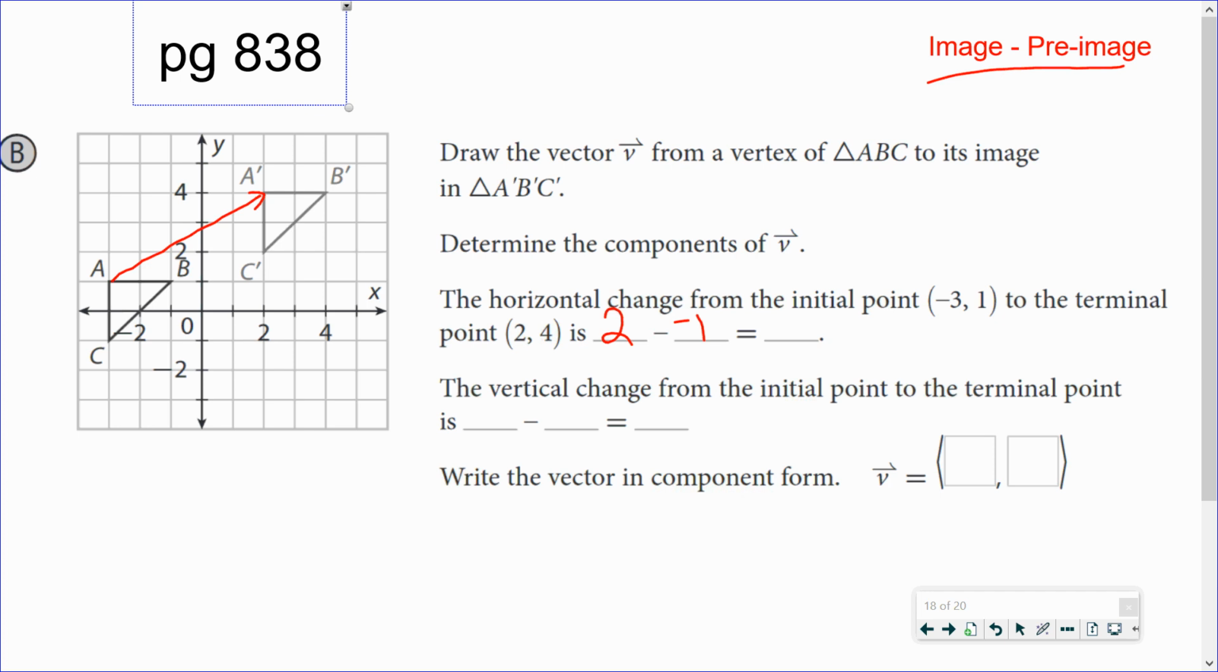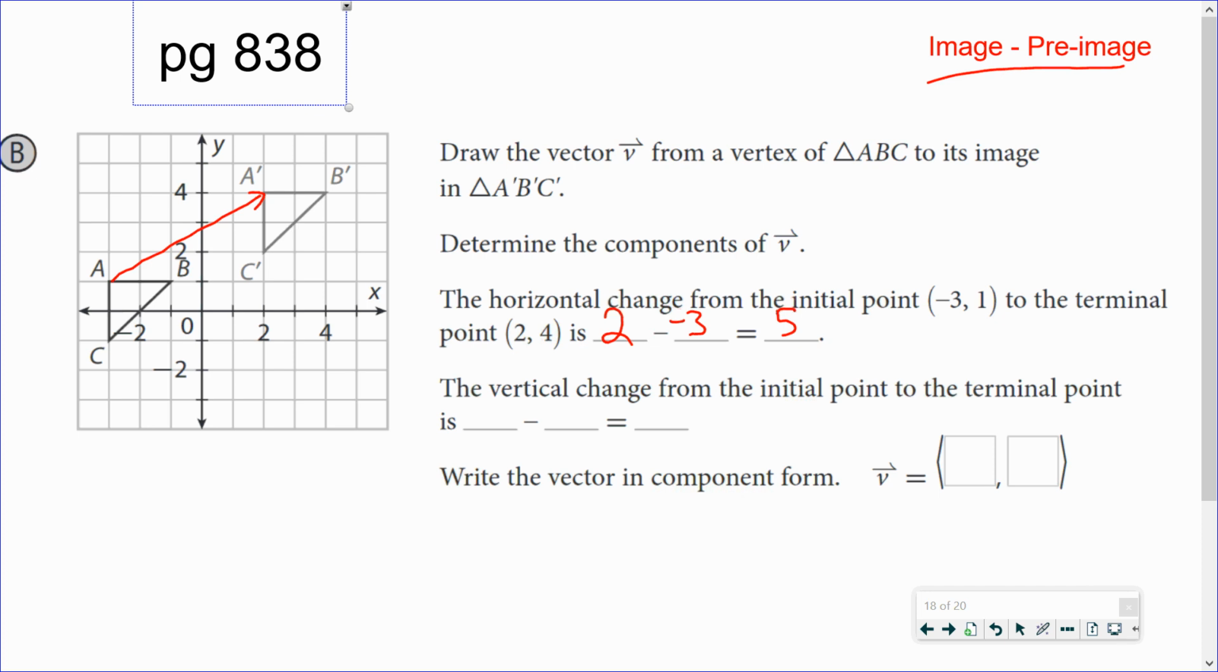Did I put -1? That's -3. And when we do that, we get a +5. That's the horizontal change, that's how far it's going across.